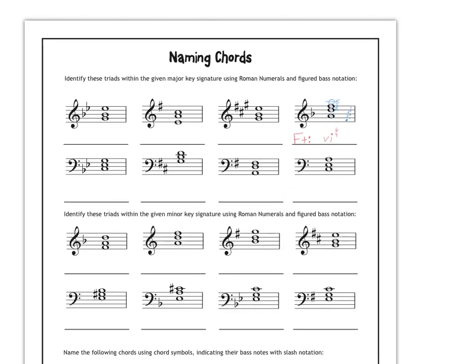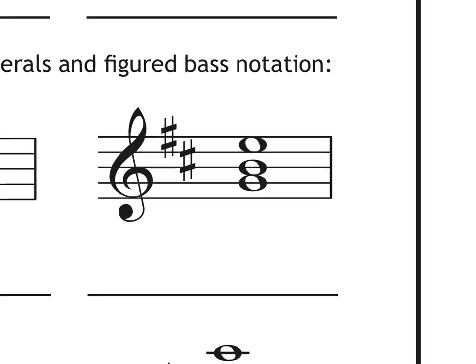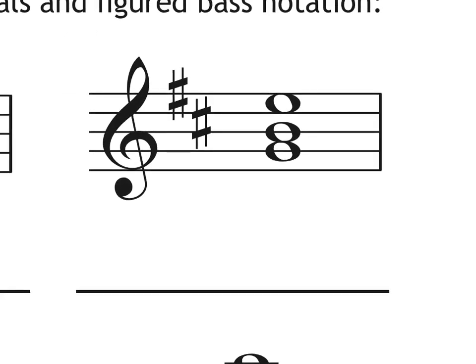All right. Next section. Identify these triads with the given minor key signature using Roman numerals and figured bass notation. So the same thing, but now we're using the minor keys. Let's go to the top right again, just to keep it consistent.